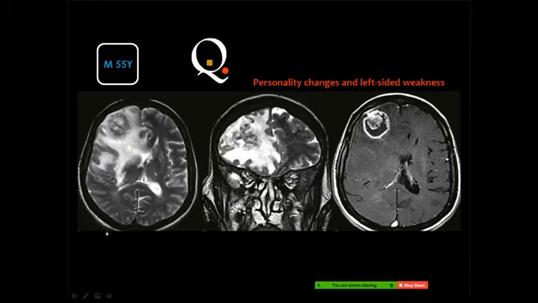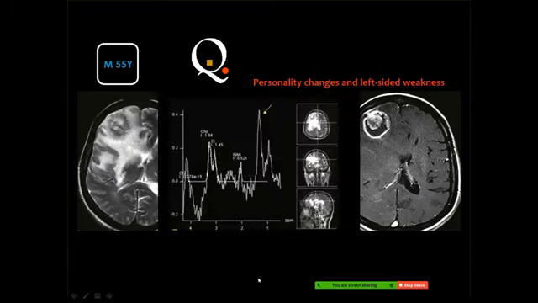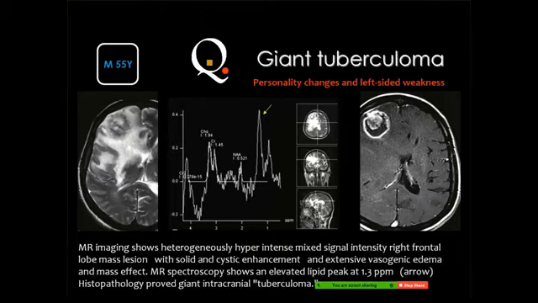GBM. Okay, and this was the first diagnostic possibility, and they asked for MR spectroscopy. Abscess. In MR spectroscopy, you do not see elevation of the choline nor the N-acetyl aspartate, but there is marked elevation of the lipids and the lactates. Of the abscess. Yes, and this was actually proved to be a giant tuberculoma.